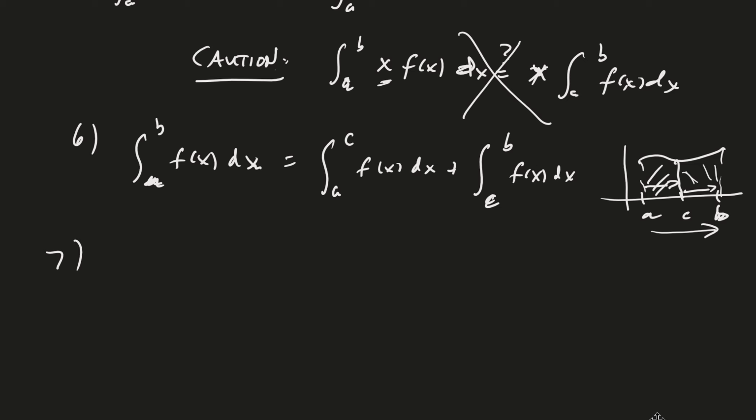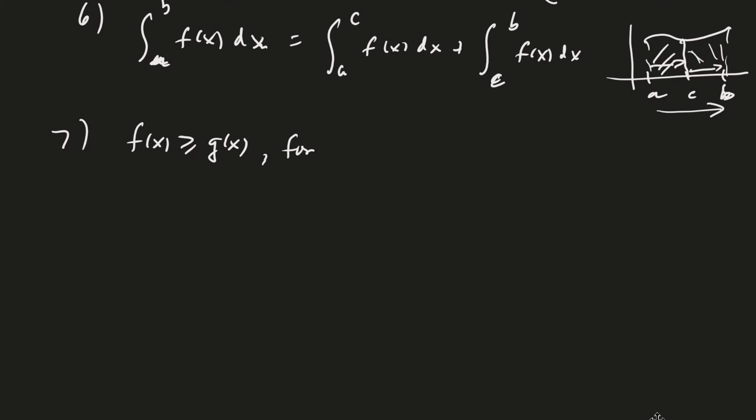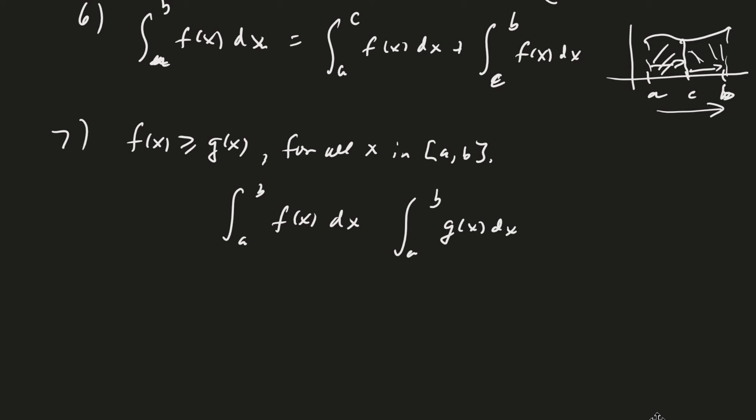Good. 7. Suppose that f of x is greater than or equal to g of x for all x in a, b. Then what do you think we can say about the integral from a to b of f of x dx versus the integral from a to b of g of x dx? Well, the areas are going to match. This is called the comparison property.